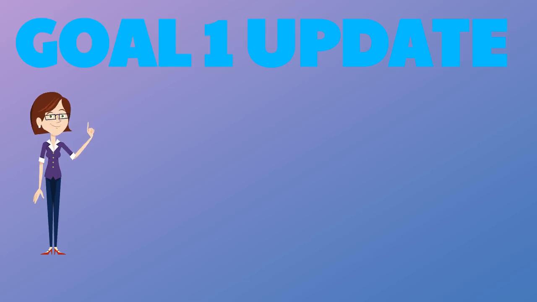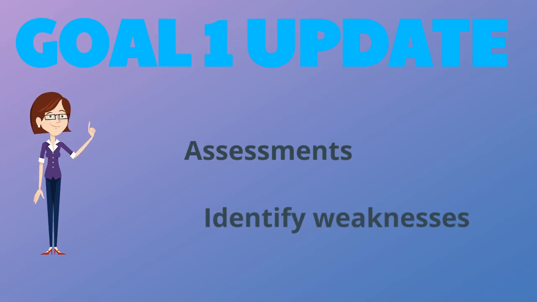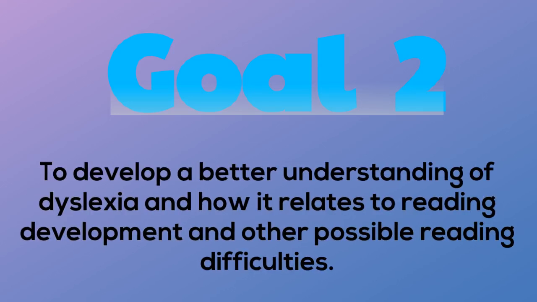Pertaining to the history of dyslexia, Course 3 provided a lot of information about the current means by which students can be assessed for identification and to help identify areas of weakness to ensure instruction and interventions are focused on the appropriate deficit. The second goal is still to develop a better understanding of dyslexia and how it relates to reading development and other possible reading difficulties.